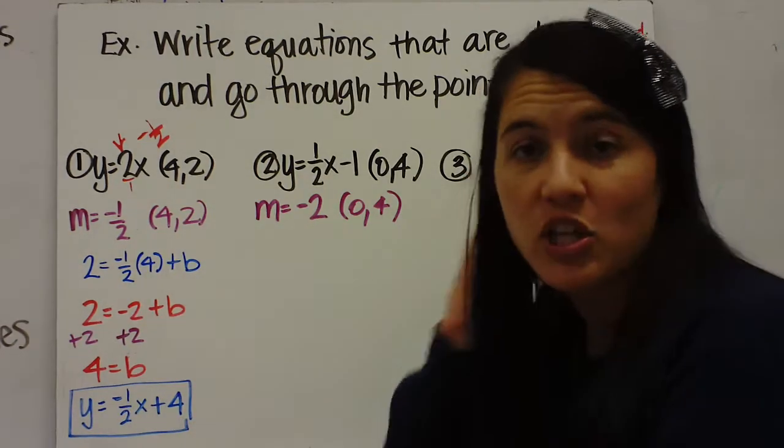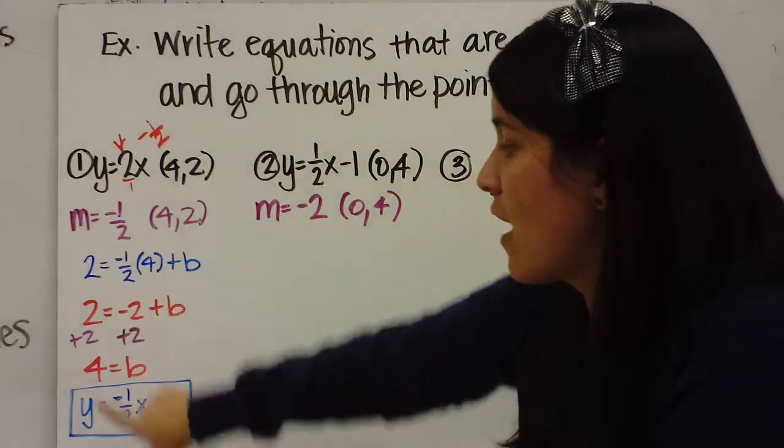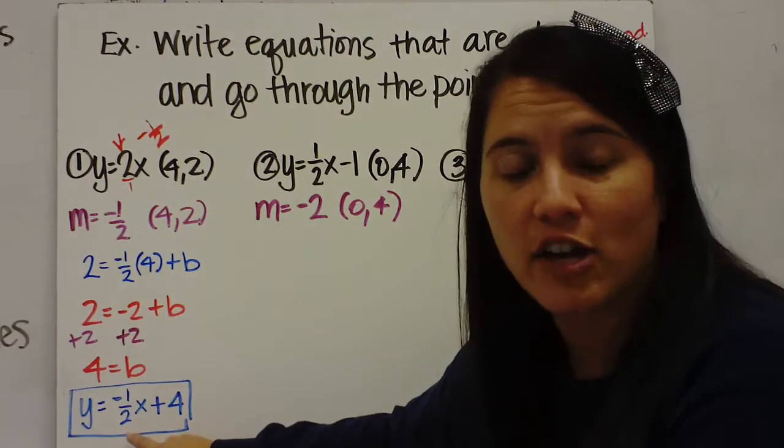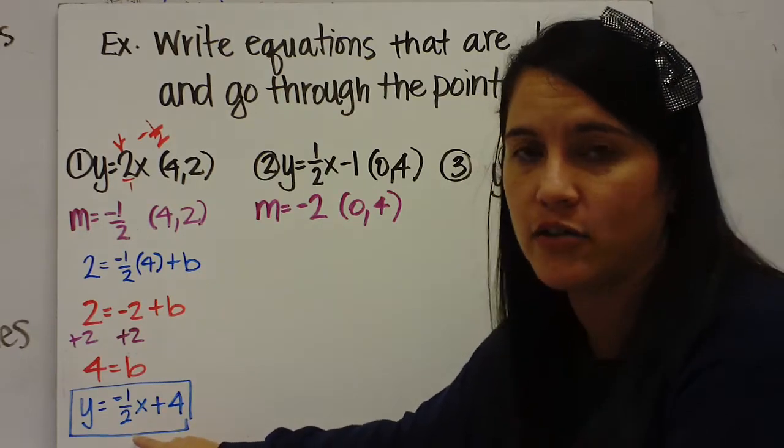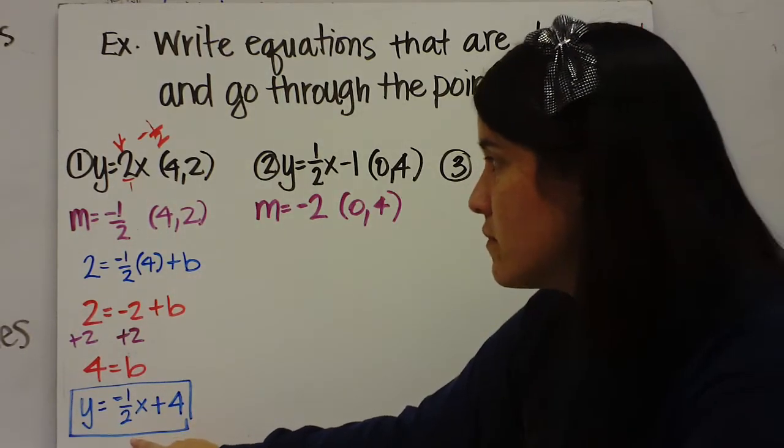What that means, if we were to graph this line and this line, if we took our graphing calculators and we graphed those equations, we would get perpendicular lines intersecting with a 90-degree angle.